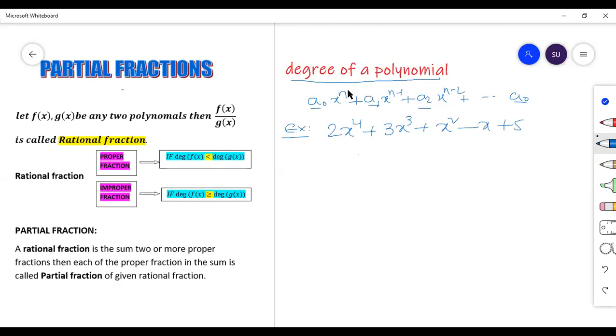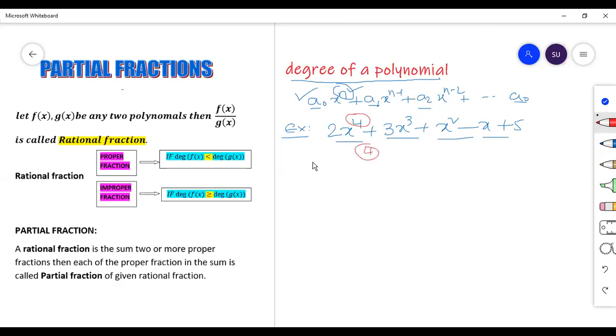This is a polynomial. Here it is a polynomial of degree n. What do you mean by degree? The highest power of x, whatever it is, that is called the degree. In the same way, in this polynomial, what is the highest power of x? That is 4. So this is called the degree of the polynomial.